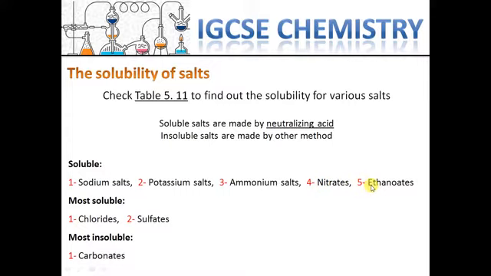nitrates and ethanoates. Okay, these five types of salt are soluble. Chloride salt and salt based on sulfates, they are most soluble, not all of them, but mostly soluble.